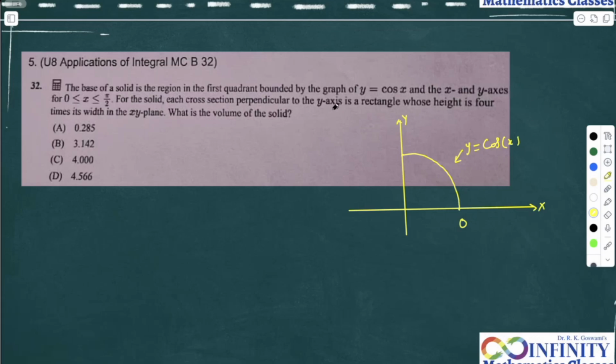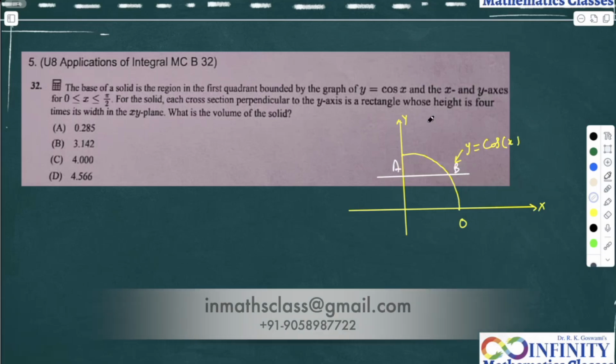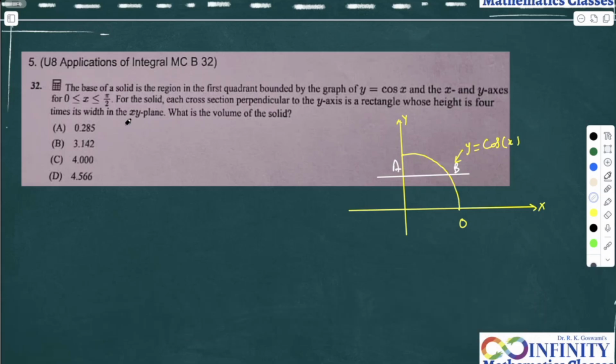So now for each cross section perpendicular to the y-axis, this time we have to talk about the perpendicular about the y-axis. Okay, so consider this point as A, this point as B there. It is a rectangle whose height is 4 times its width in the xy plane. Okay, so height is given to be 4 times. Okay, I will get that point.